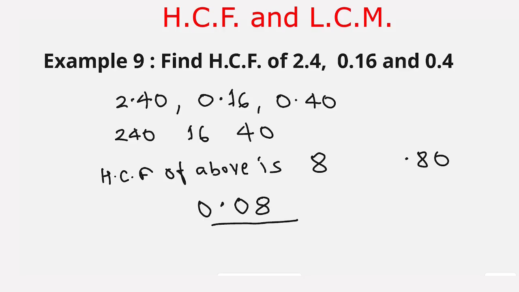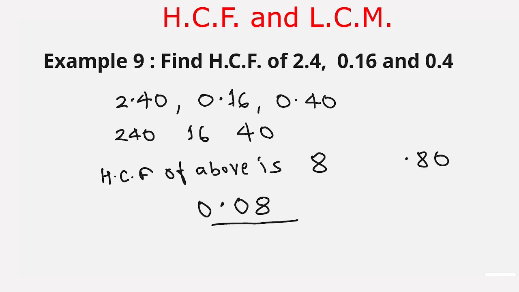I hope you have understood all the steps of this question. I repeat it again. Step 1 was to make equal number of digits after the decimal. So we made 2.4 as 2.40, 0.16 wrote as it is 0.16 and 0.4 became 0.40. Now we removed the decimal and made the numbers. The numbers became 240, 16 and 40. Now we found the HCF of 240, 16 and 40 and that is 8.